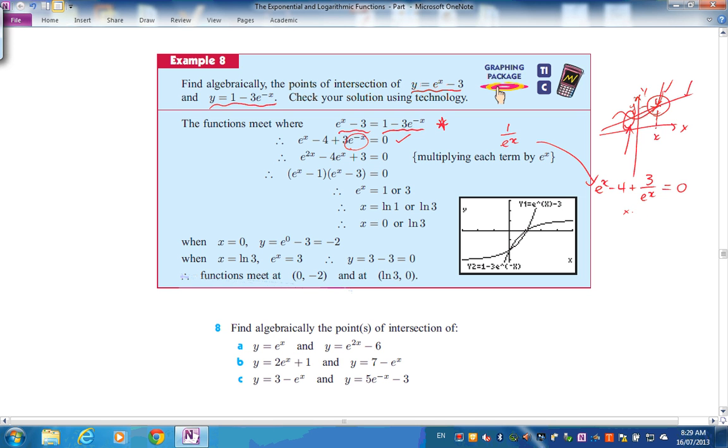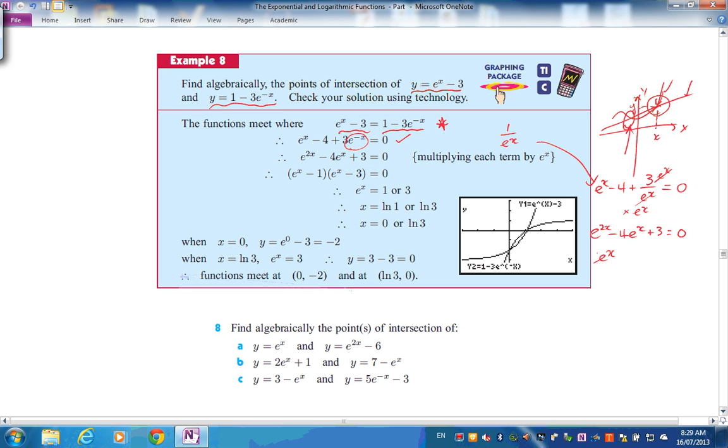Then we're going to multiply both sides by e to the x. e to the x times e to the x, adding the powers. It's not multiplying the powers. It's not e to the x squared. e to the x times e to the x, add the powers, e to the 2x. And here, this is going to cancel. So plus 3 equals 0.